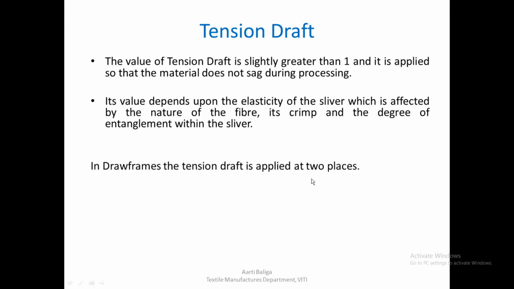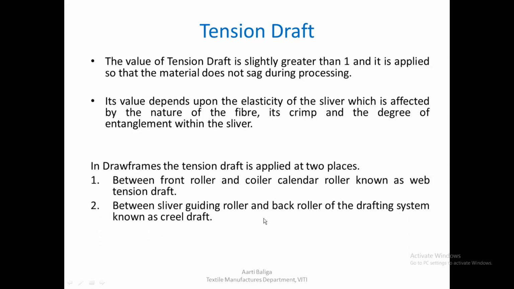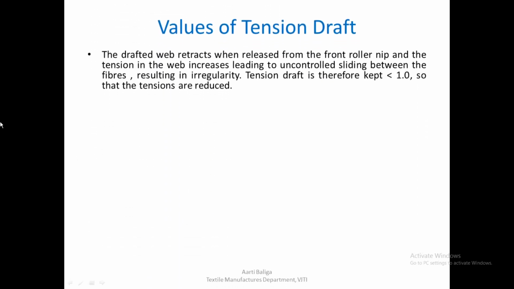In draw frames, the tension draft is applied at two places: between front roller and coiler calendar roller, known as the web tension draft, and between sliver guiding roller and the back roller of the drafting system, known as the creel draft. So there are two tension drafts which you will come across, one in the front of the machine and one behind the machine, one known as a creel draft and the other known as a web tension draft.